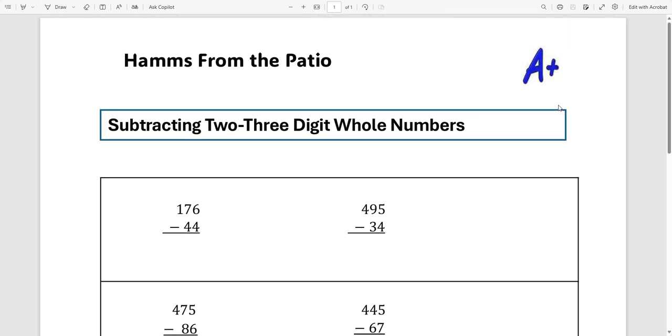Hello, hello. This is Hams from the patio, and we are subtracting 2 and 3 digit whole numbers. So don't worry about it. I'll show you how to do it.